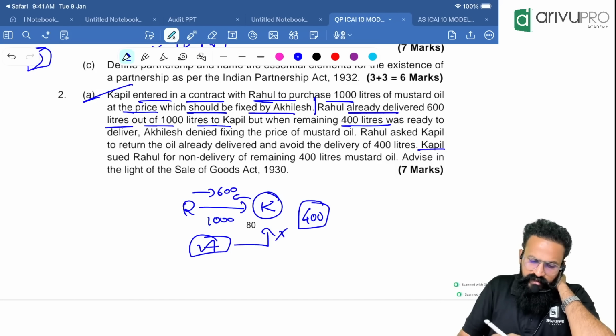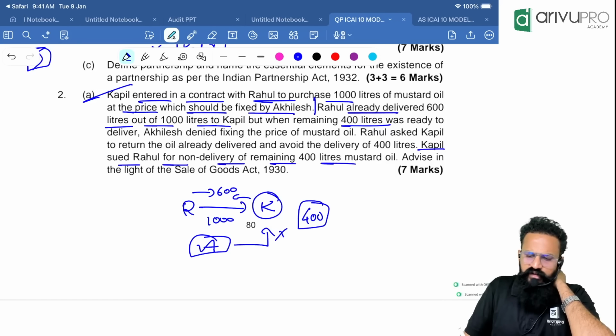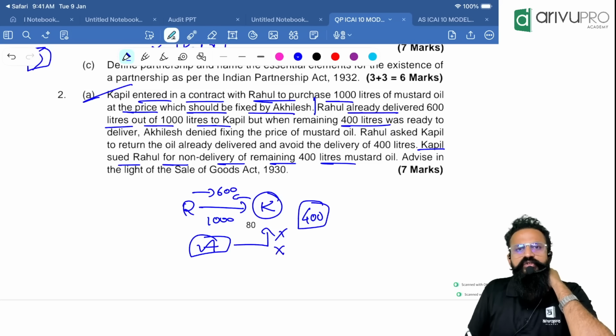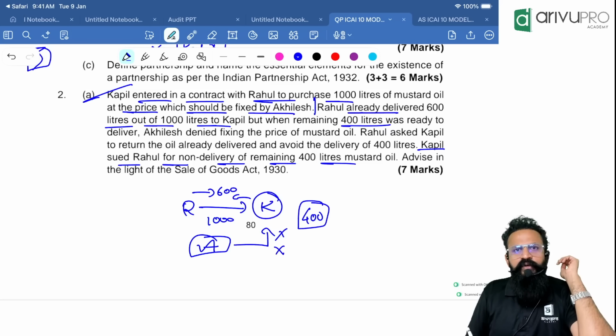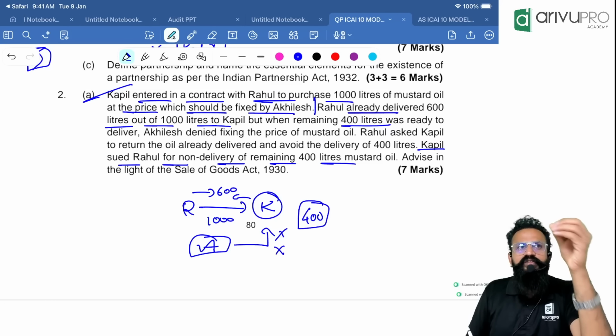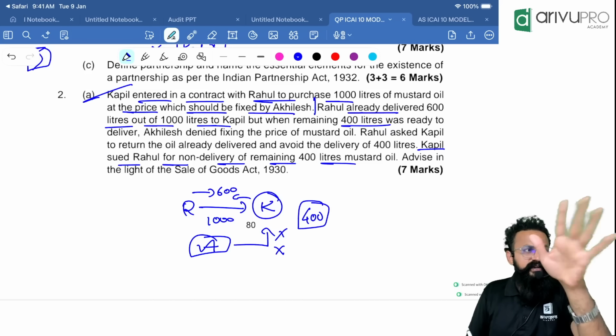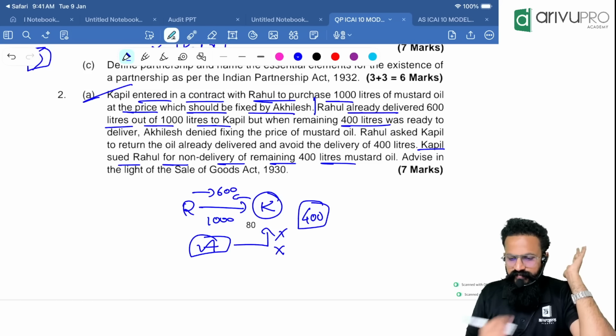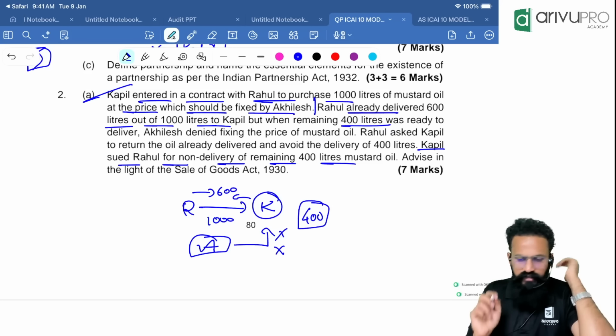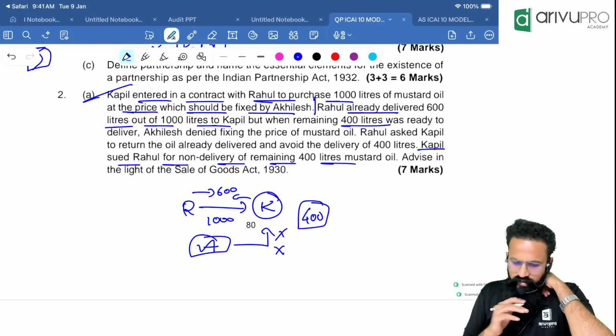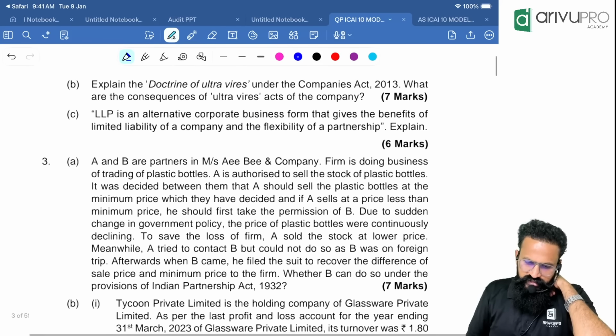So Kapil sued Rahul for non-delivery of the remaining 400 liters of mustard oil. Kapil cannot sue Rahul for non-delivery of 400 liters as the price was not fixed. So that contract can be avoided, so you can put an end to the contract. Is this clear to all of you? Okay. That is this question.